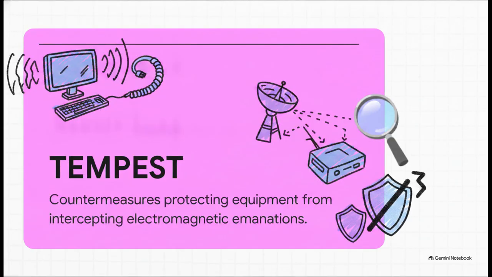Stepping away from the storage media itself, we literally have to think about physical emanations. Even basic everyday hardware like monitors, keyboards, and network cables leak electromagnetic radiation. Attackers can actually intercept these signals using a technique called Van Eck phreaking to read your data right out of thin air, which of course leads us to our required countermeasures.